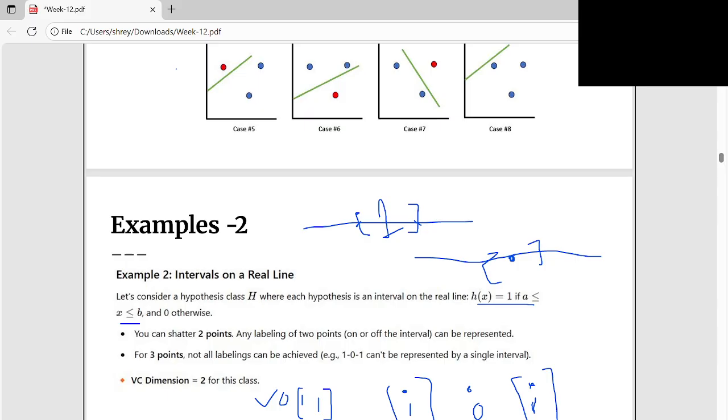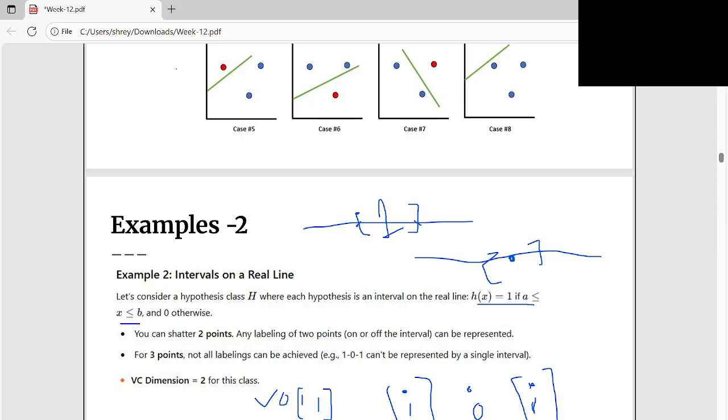For example, for your hypothesis, I have taken 2D lines. Second, I have taken an interval, right, inside A and B. Third, you can take a square of size A, right? Inside the square it is 1, outside the square it is 0, right? And you can take a rectangle.